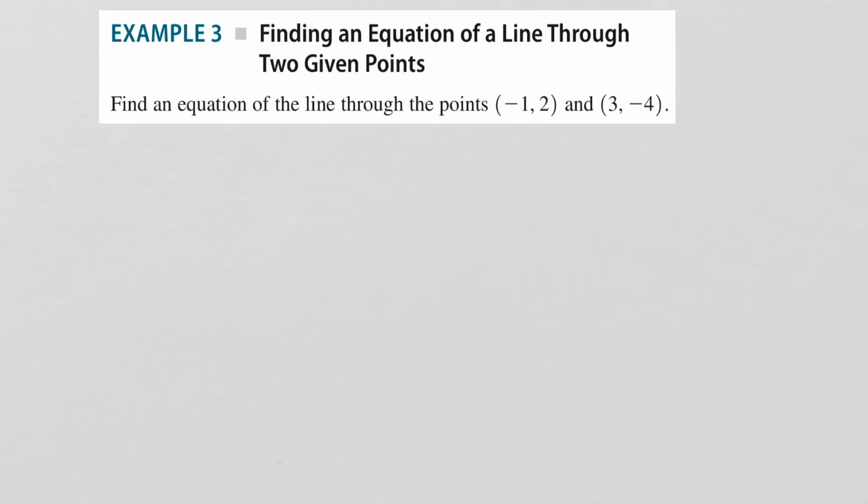Now let's talk about finding an equation of a line through 2 given points. One thing you always need to find the equation of a line is the slope. In this case, notice the slope is not given. So we're going to find the slope by using the slope formula.